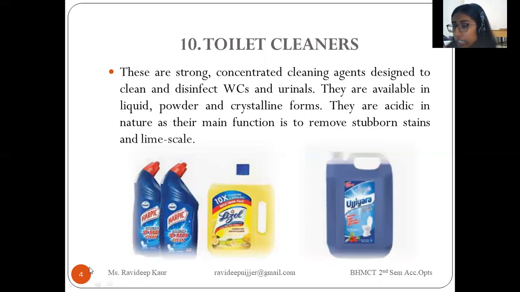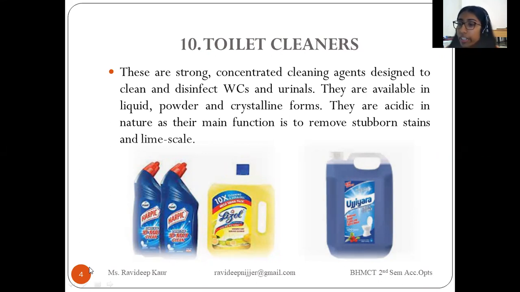Next, you have toilet cleaners. This is your cleaning agent. These are strong, concentrated cleaning agents designed to clean and disinfect WCs and urinals. So your toilet cleaners are very strong, and they are made to disinfect the WCs and the urinals. They are available in liquid, powder, and crystalline forms.